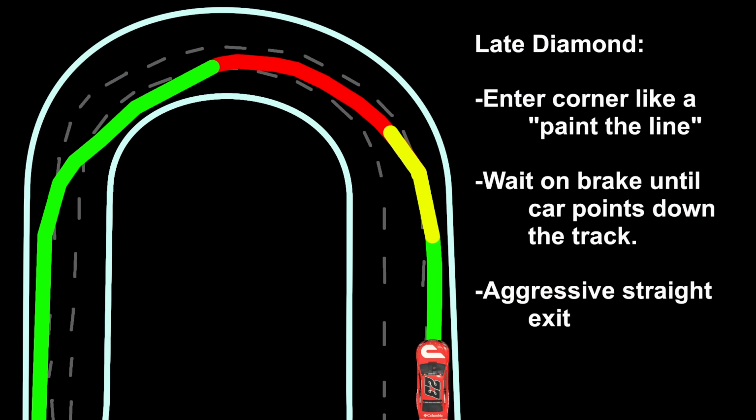My biggest tip for running this line is to start it as if you were running the paint the line type line, but just a couple lanes up, and waiting on that brake or that off throttle, depending on the track, until your car points all the way down to the bottom. And if you carry the right amount of speed into the corner, it should just naturally point you in that late apex straight off the corner.